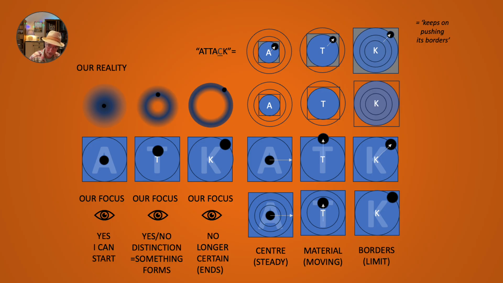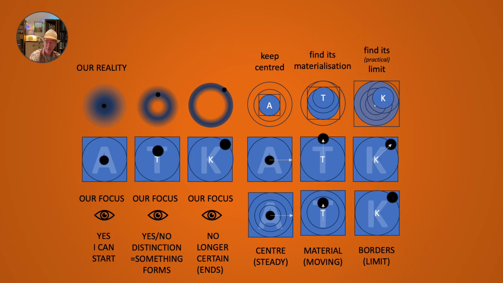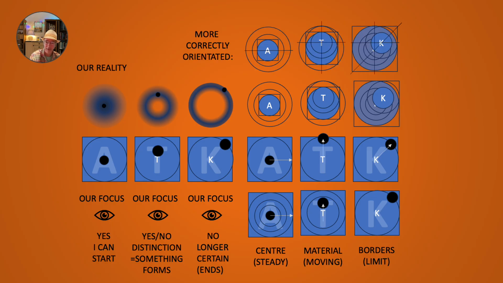So you see how the associations come forward and are indeed inside the words, and inside the order of letters you already have the meaningfulness of it. Okay, but we keep it centered in A. We will find its materialization further in T, and we will find its practical limit in K. That's the association which you get automatically.